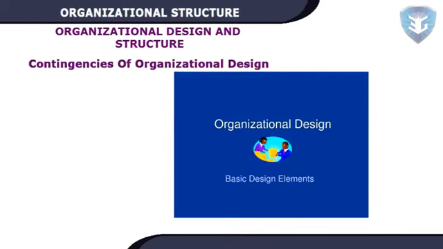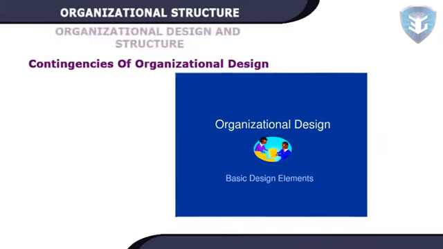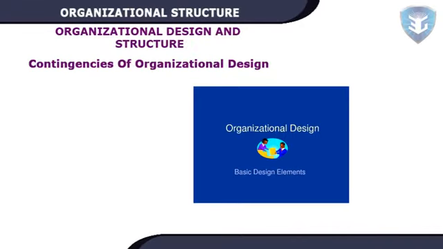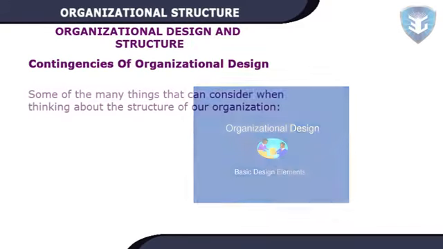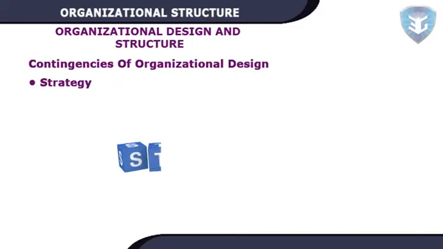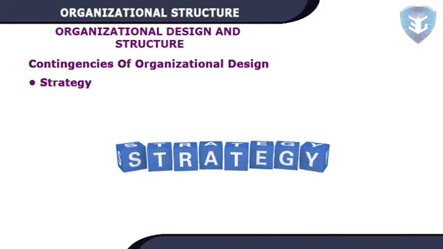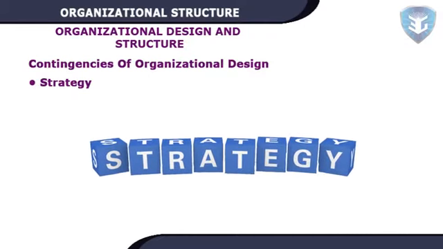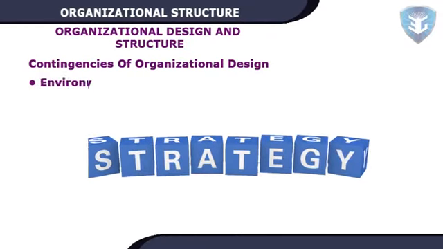Contingency of organizational design. Different organization structures have different benefits in different situations. What matters is that the organization design is aligned with the business strategy and the market environment in which the business operates. Some of the many things to consider when thinking about the structure of an organization are these. Strategy: the organization design must support strategy. If the organization intends to be innovative, then a hierarchical structure will not work.